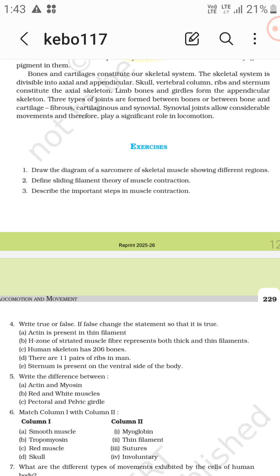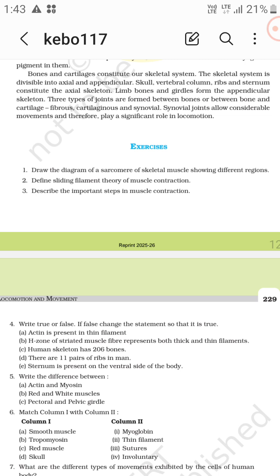The actin filament has troponin over it. Now it requires calcium to unmask this, and then it gets attached to the myosin head. That is the active site for the myosin head present on the actin, right?